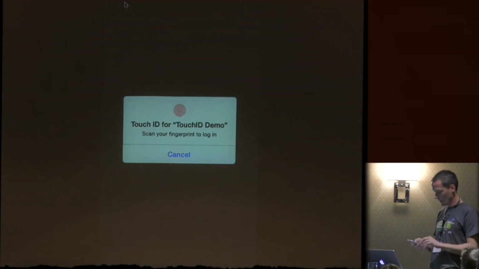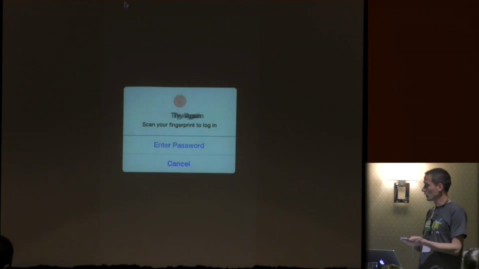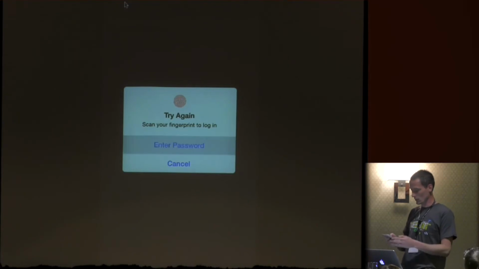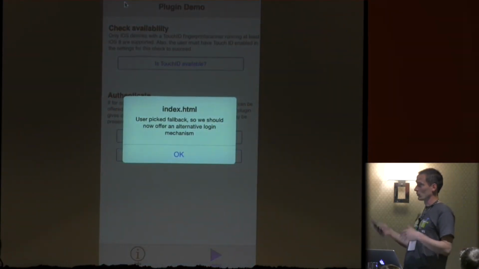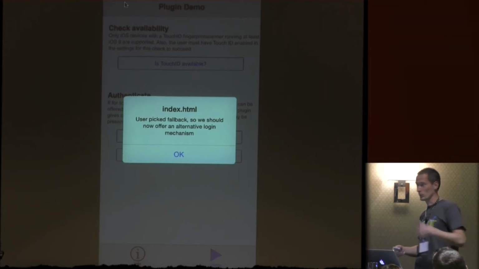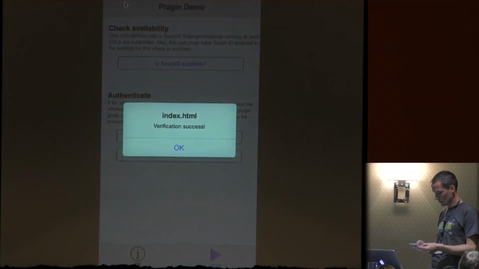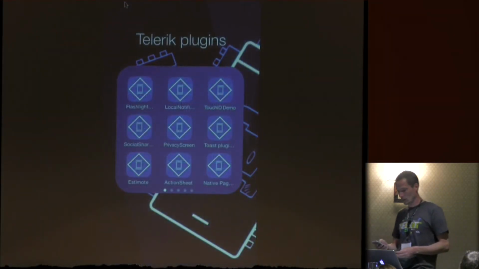And you can also use a fallback to your own login mechanism if you don't want to use the passcode. Then there's this one, where you can press enter password. It will give control back to your JavaScript, and now you can present your own login mechanism. So do this one more time, and now scan my correct finger, and now it says okay.